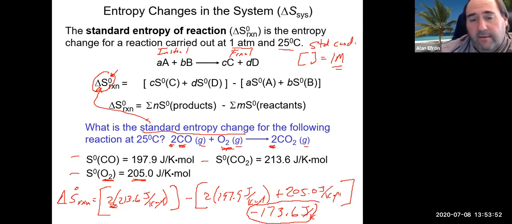And for me, it's okay. If you put the Kelvin, it's fine. Technically, the moles here would obviously cancel out in that particular case. Any questions on that calculation?